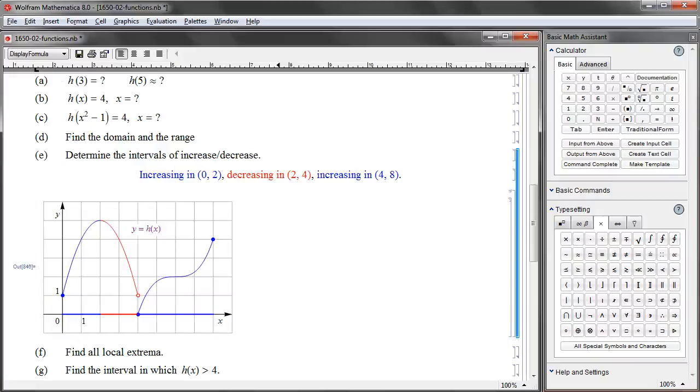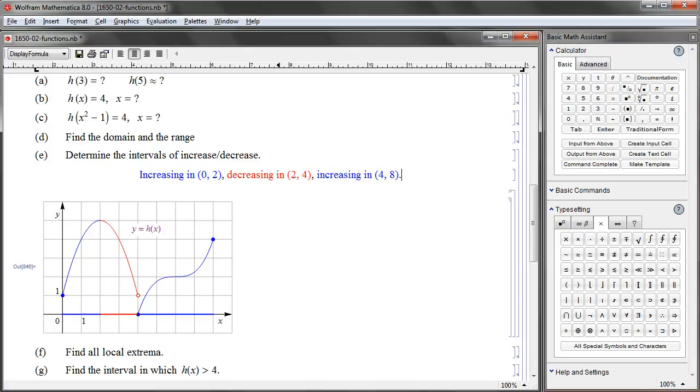And here's a visualization. In the blue part, as I move to the right, the y-coordinate goes up, the function goes up. And then the red part, as I move to the right, the y-coordinate drops down, and the blue part again. So we have increasing, decreasing, and increasing. And the answer should be intervals in x-coordinate from 0 to 2, 2 to 4, and 4 to 8.